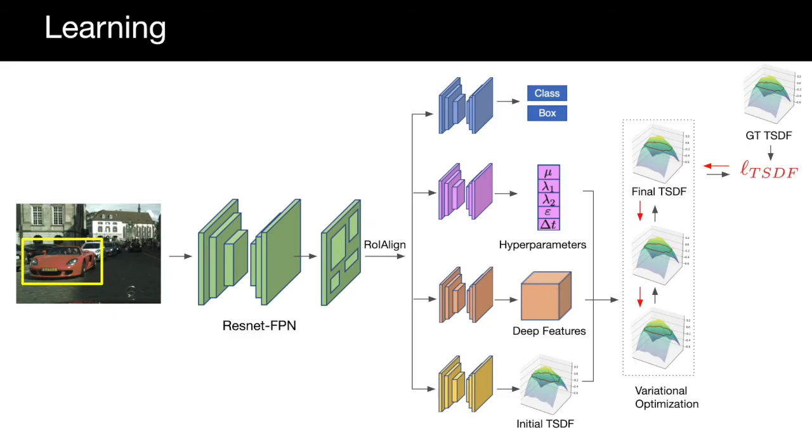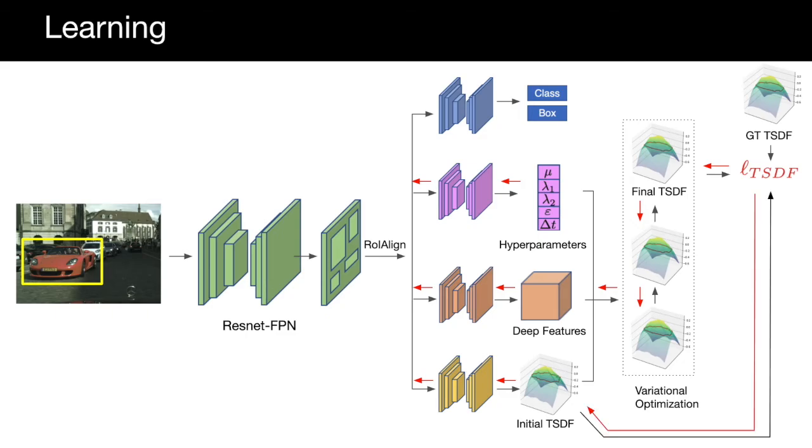The gradient from this loss is backpropagated through the unrolled optimization steps and through the initial TSDF head, the deep features head, and the hyperparameters head. This is the only supervision signal for learning the deep features and the adaptive hyperparameters. However, for the initial TSDF, we also apply the same loss in order to encourage it to be a TSDF.